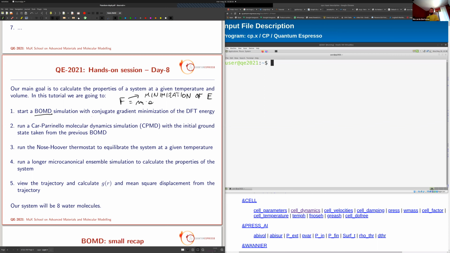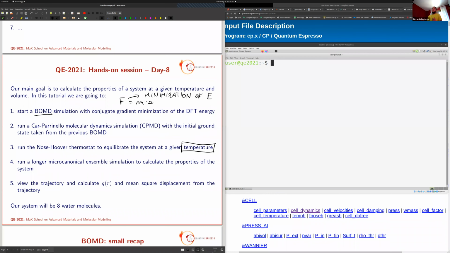We will see that to start the Car-Parrinello, we need the equivalent of the velocities of the atoms also for the wave function, because wave functions are classical quantities in this Car-Parrinello formalism. So we need the initial state, that is the ground state, and also the velocities of the wave function. And we will see how to compute them to initialize the simulation. Then we will see how to equilibrate the system at a given temperature.